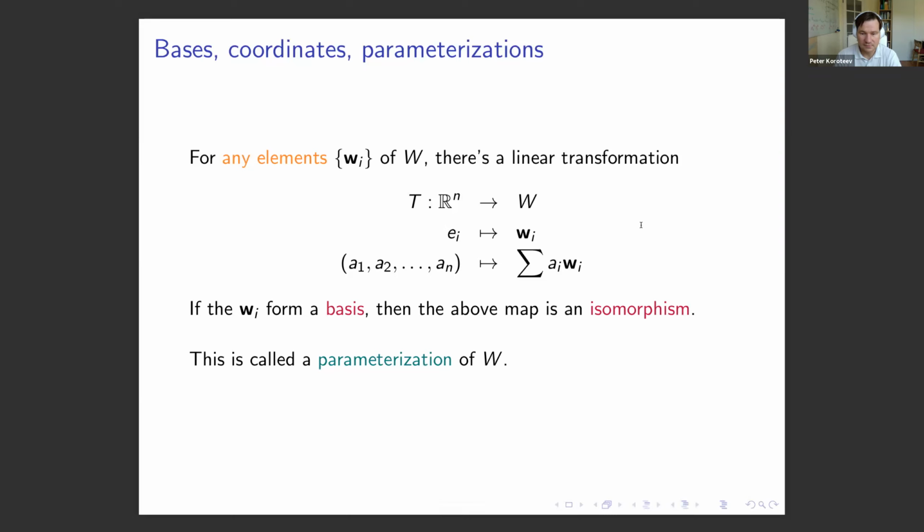And we call this map a parameterization of W. So it parameterizes vectors in W by those coefficients. And the inverse map W to R^n we call a choice of coordinates on W. So the meaning of those two terms will soon hopefully become clear.